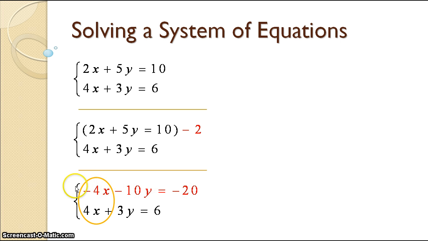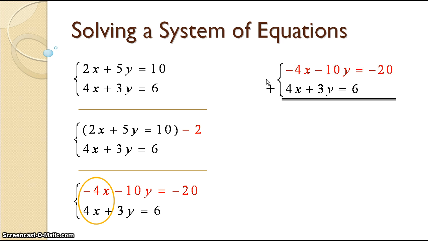So now this gives me my exact opposite pair of x terms, and that allows me to eliminate the x from the system. So it's much like adding, and if you're setting these equations equal, you're essentially combining the x terms. So I combine the x terms, -4x and 4x, to get 0x. -10y and 3y makes -7y, and -20 and 6 make -14. So here I have my new equation.